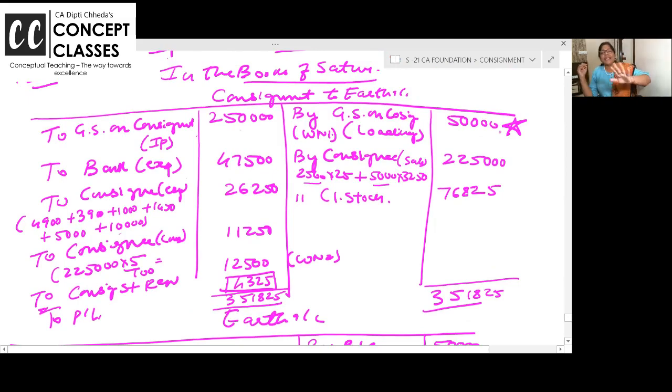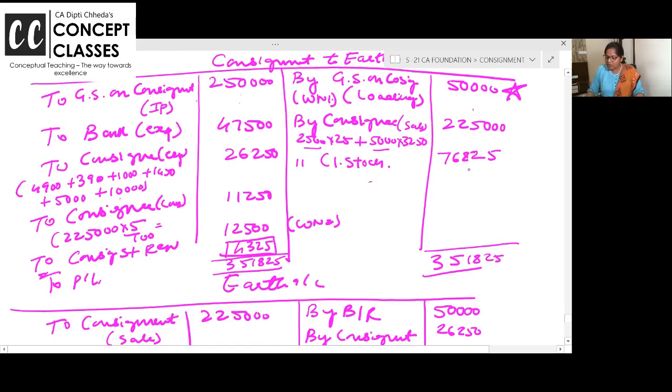Goods are not sent at 10,000 into 20 at cost. They are sent at invoice price and loading is reversed. Closing stock is at invoice price, loading is reversed. Only few new entries. This same problem we have done earlier also.